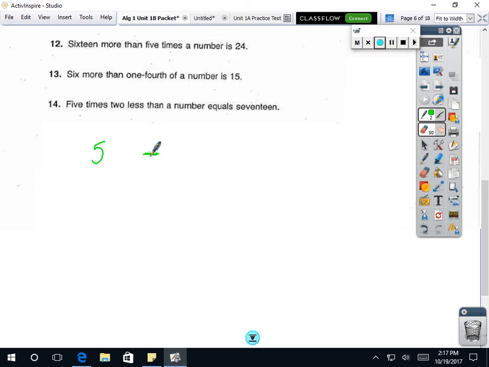How do you represent 2 less than a number? X minus 2. 2 less than a number. How do you show that all of that's being multiplied by 5? Parentheses. Show that all of it's multiplied by 5. If you didn't have the parentheses, just the x would be touching the 5. And then equals 17.